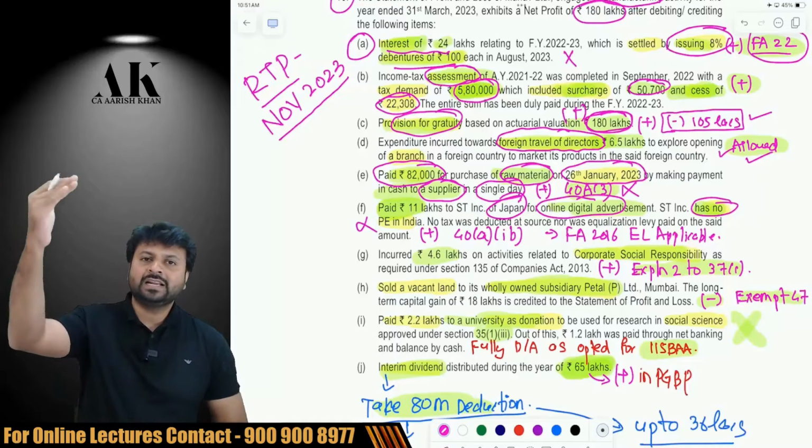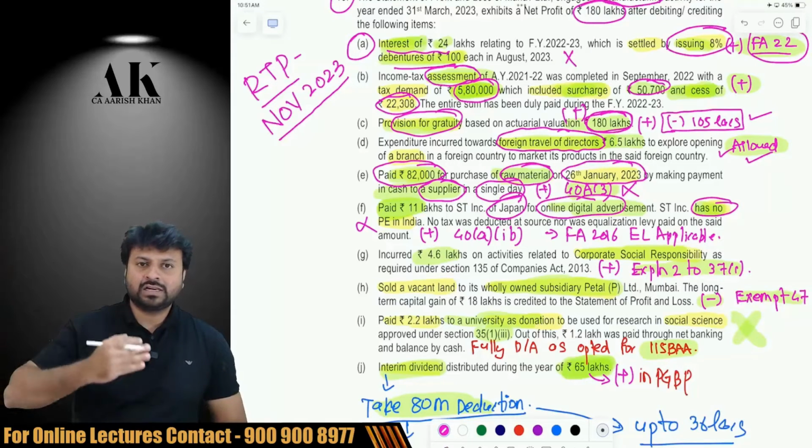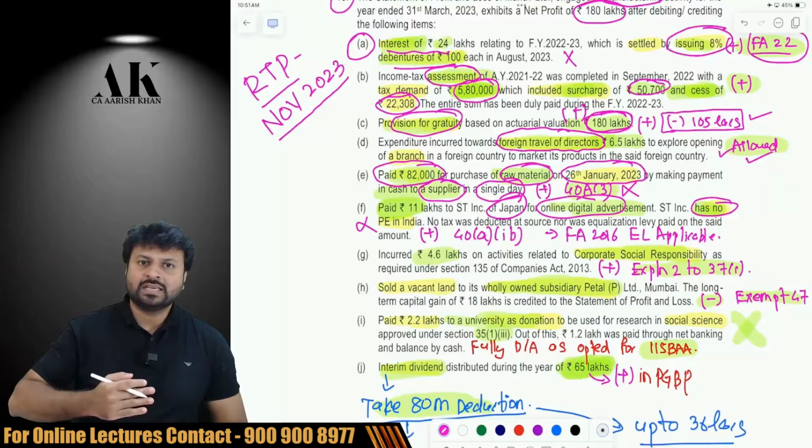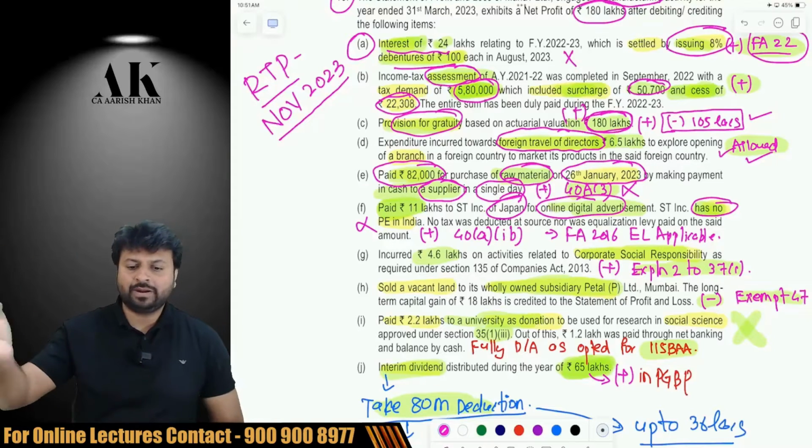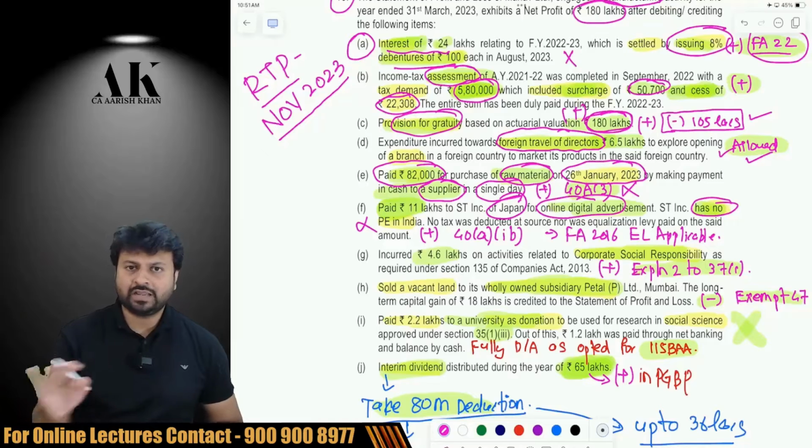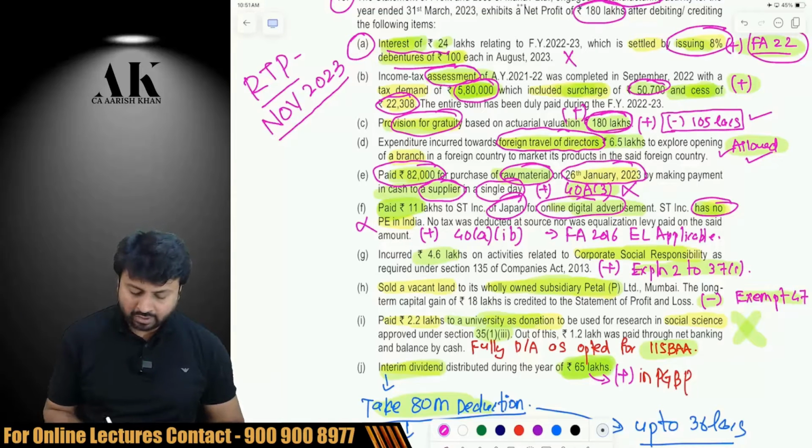A non-resident does not have a PE in India, and that non-resident is giving you some services in respect of online advertisement. You are making the payment. You should have deducted the equalization levy. If you have not deducted the equalization levy, your 11 lakh rupees will be disallowed under section 40A(1)(b).